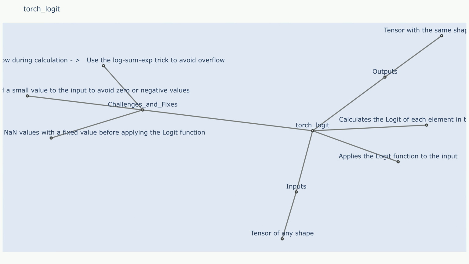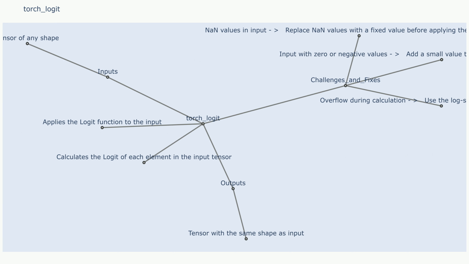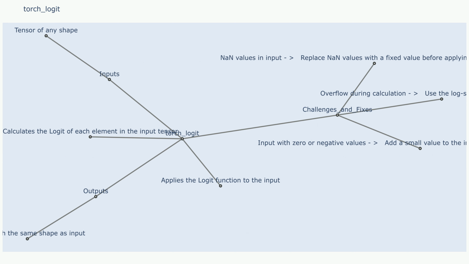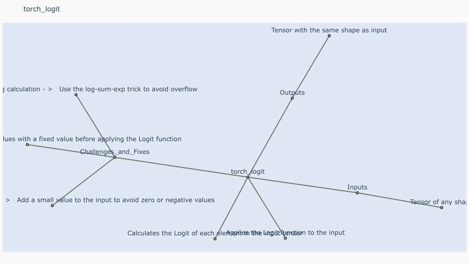Challenges and fixes. Challenge 1: numerical instability when the input probability values are very close to 0 or 1. The logit calculation can become unstable due to division by a very small number. This can lead to NaN, not a number, values. Sample use case that resulted in challenge 1: input tensor 0.00001, 0.99999. Calculating the logit for these values without eps could result in NaN.